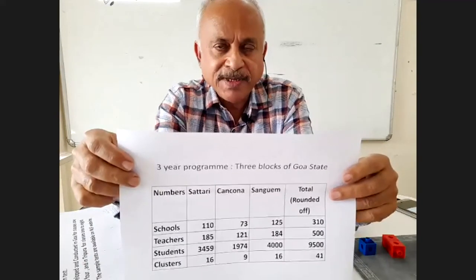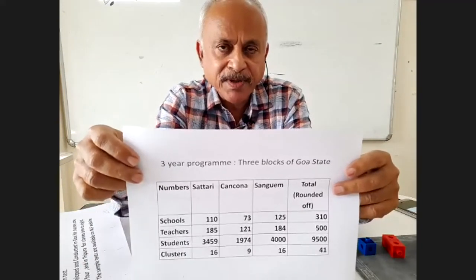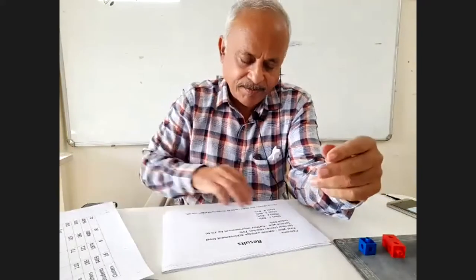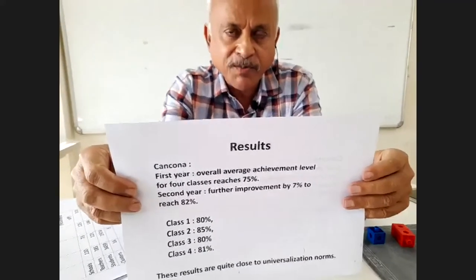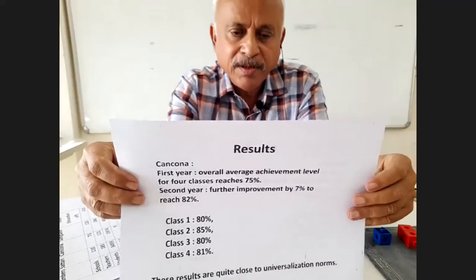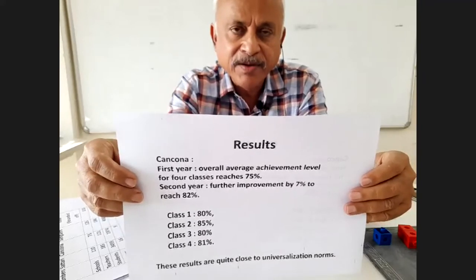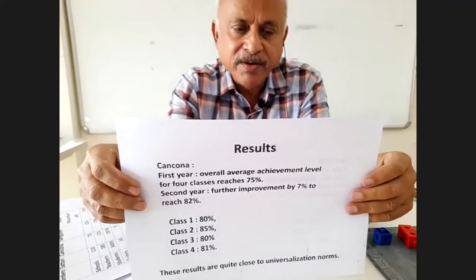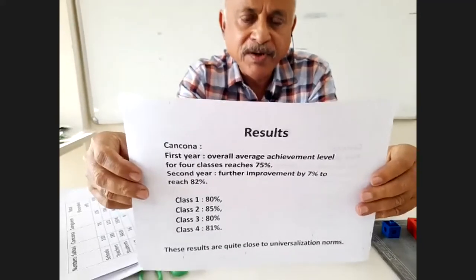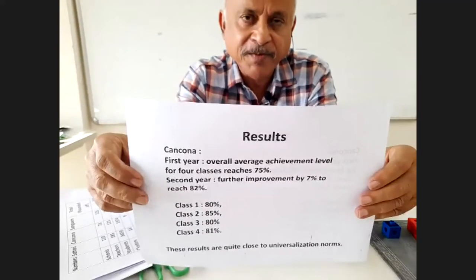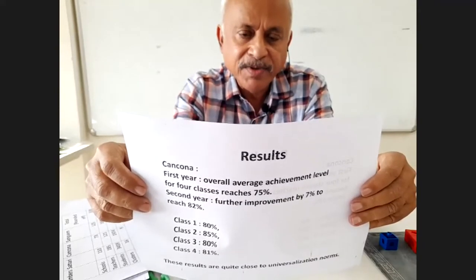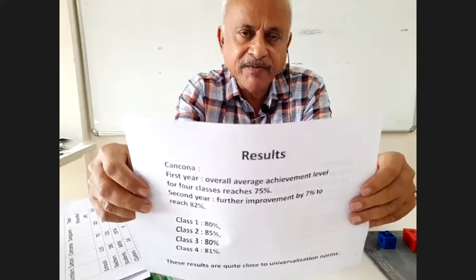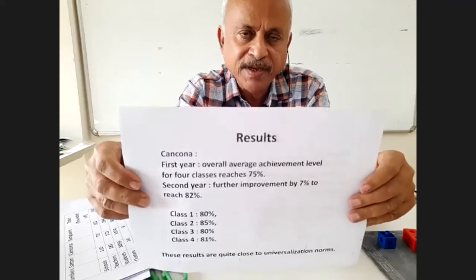And I'm going to give you the results for Kangon, which were the best. In Kangon Taluka, after 1 year of the program, the average achievement level for the 4 classes reached 75% out of 100. In the second year, it further improved by 7% to reach 82%.